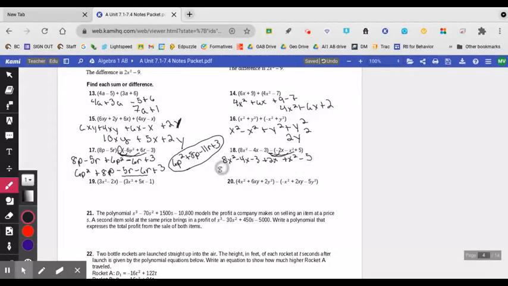Group my like terms, so it's 8x squared plus x squared minus 4x plus 2x minus 3 minus 5. Combine like terms, 8x squared plus x squared is 9x squared. Negative 4x plus 2x is minus 2x. Negative 3 minus 5 is minus 8. I want you to pause and try 19 and 20.